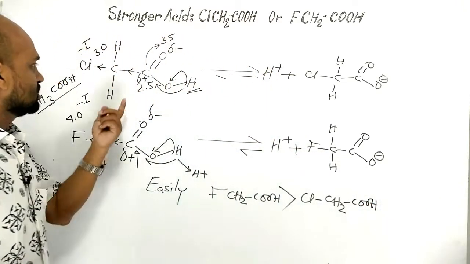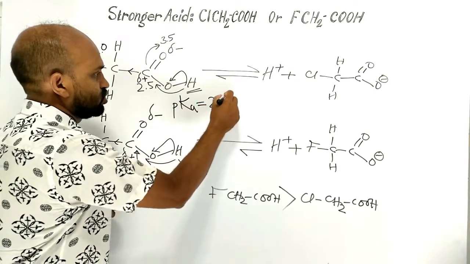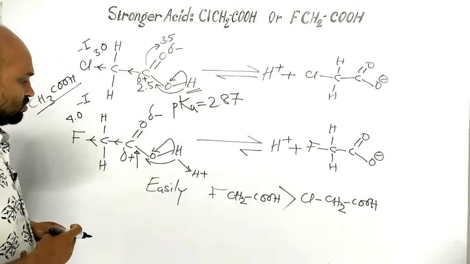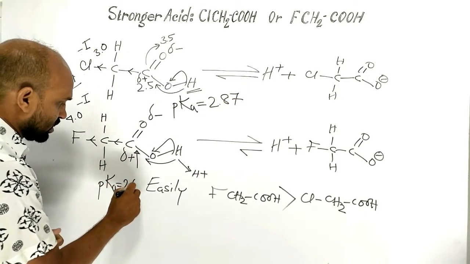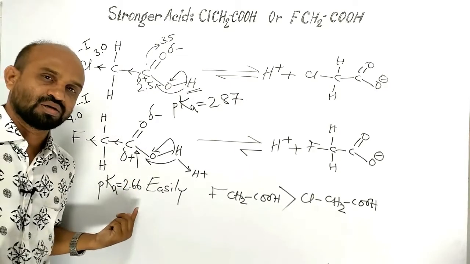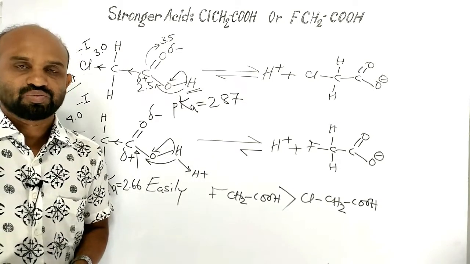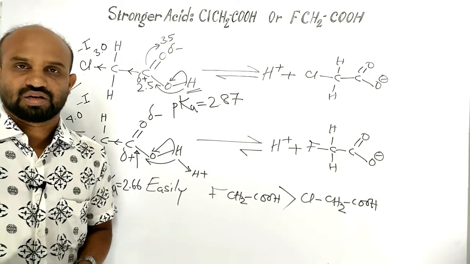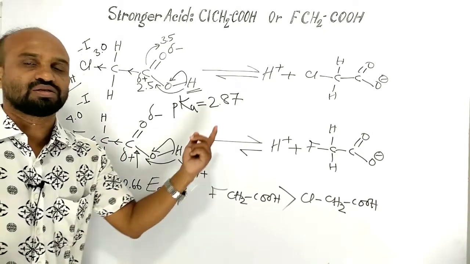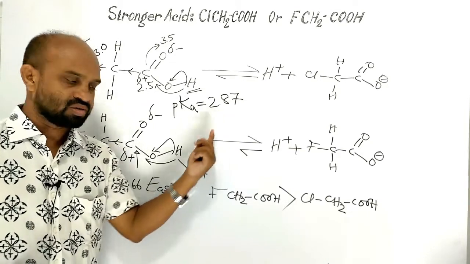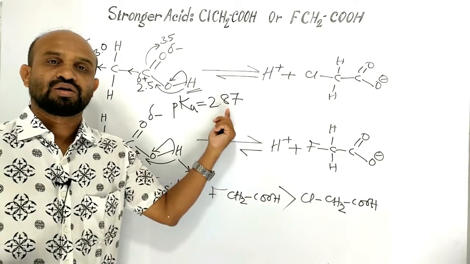On the other hand, the pK value of chloroacetic acid is 2.87, but the pK value of fluoroacetic acid is 2.66. We know that the lower the pK value, the stronger the acid. From the pK values, it is also said that fluoroacetic acid is a stronger acid than chloroacetic acid, because the pK value of fluoroacetic acid is lower than that of chloroacetic acid.